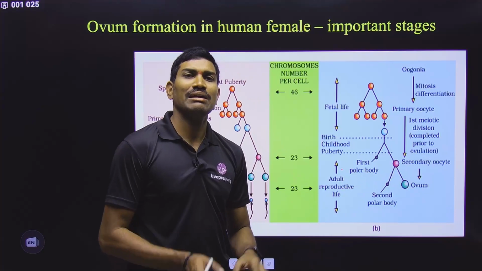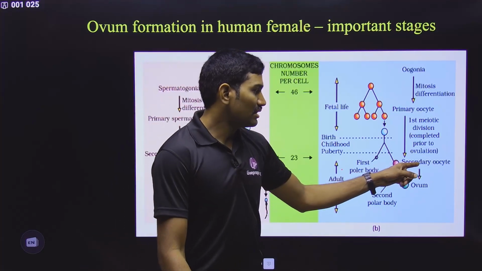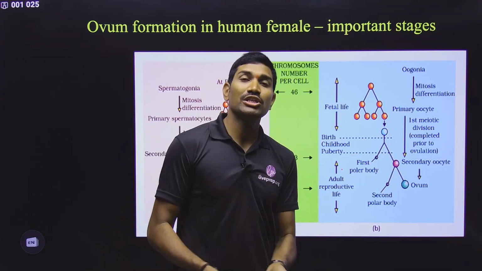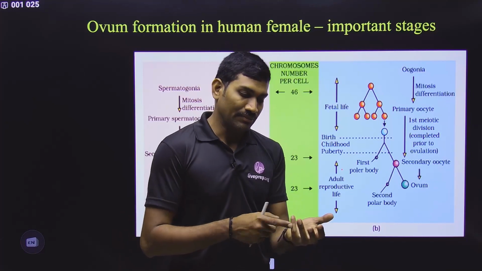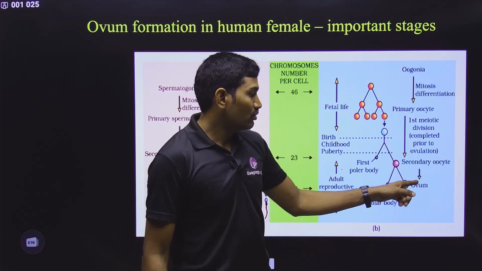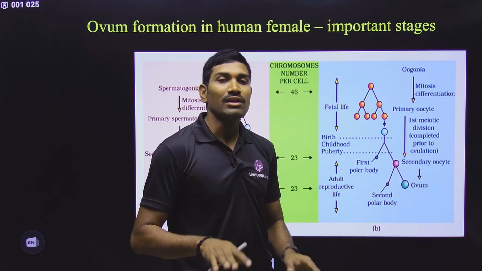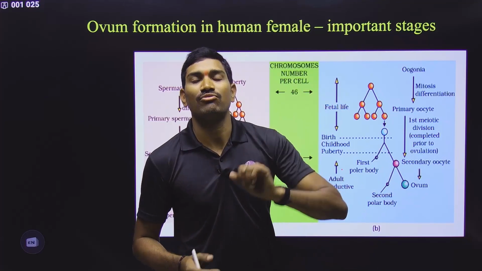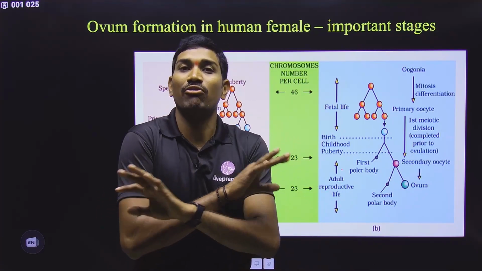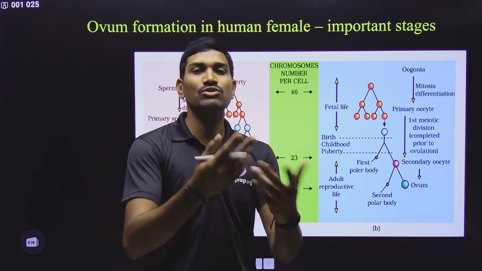This first polar body may or may not undergo the second meiotic division. It depends on the species. The secondary oocyte starts undergoing the second meiotic division, but here also it is once again arrested. Where is it arrested? It goes into prophase 2, metaphase 2, and is arrested in metaphase 2. This secondary oocyte arrested in metaphase 2 is then ovulated from the Graafian follicle. Whatever you call the ovum, technically it is not an ovum, it is a secondary oocyte that was arrested in metaphase 2, and that is ovulated.